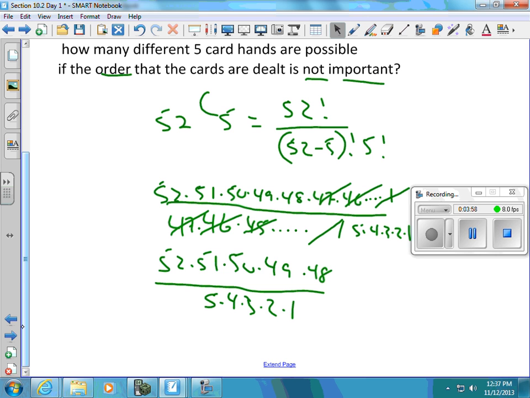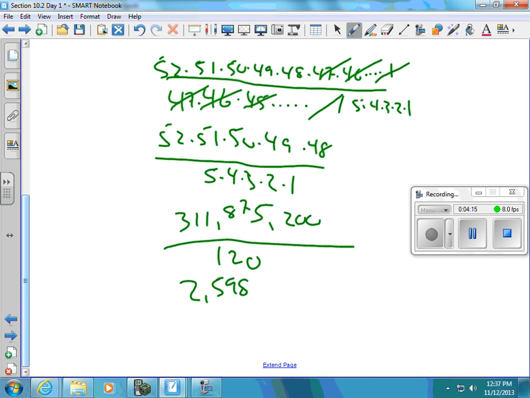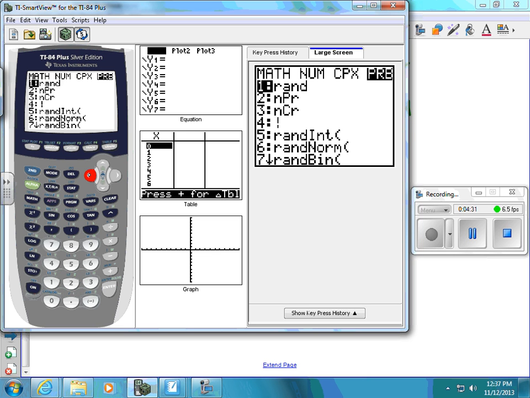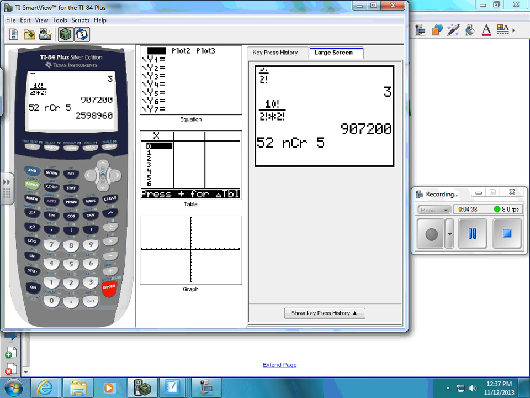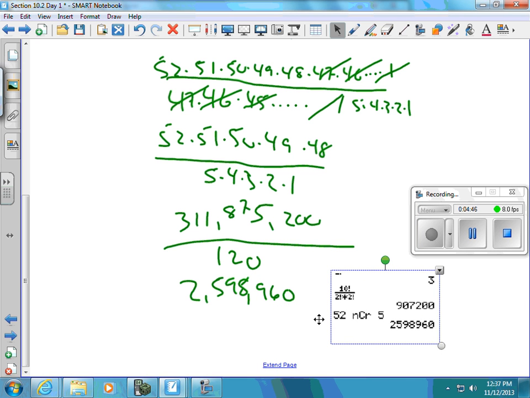So in our calculator, we can put all this in, and we can get 311,875,200 divided by 120, which comes out to 2,598,960 combinations of cards. It's just a 5-card hand. Okay? We can do this on our calculator as well. If you go to your calculator, hit 52, math, PRB. Well, this time, instead of nPr, we're going to choose nCr, or number 3. 52 choose 5, and we get the same number. Okay? So, do these on your calculator just like we did permutations.